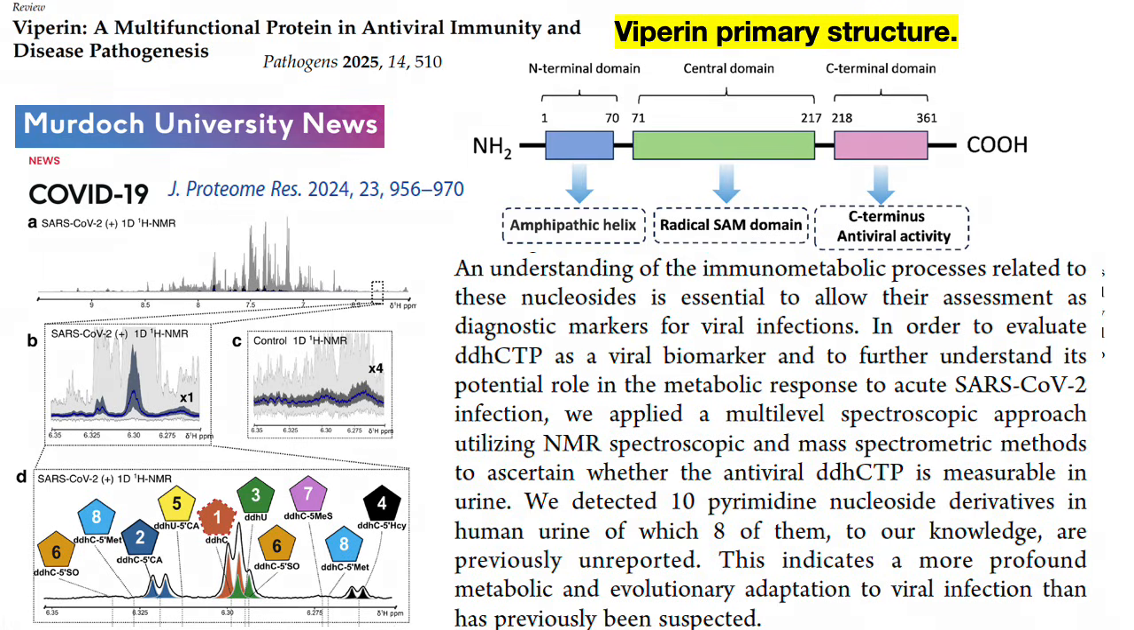We detected 10 pyrimidine nucleoside derivatives in human urine, of which 8 of them, to our knowledge, are previously unreported. This indicates a more profound metabolic and evolutionary adaptation to viral infection than has previously been suspected.